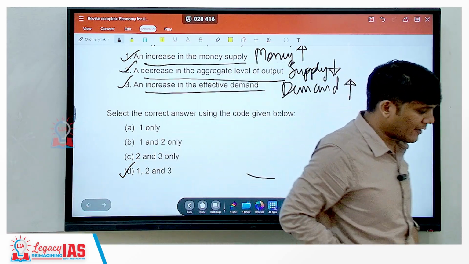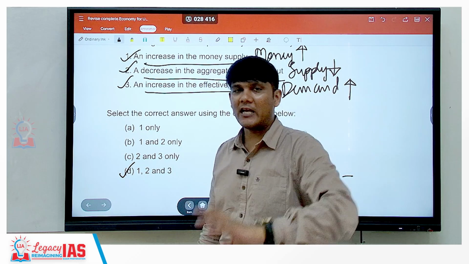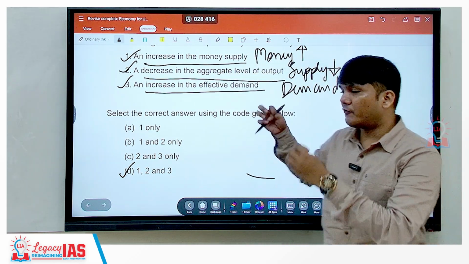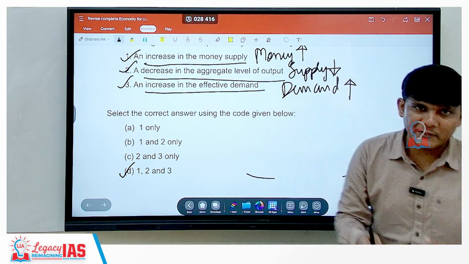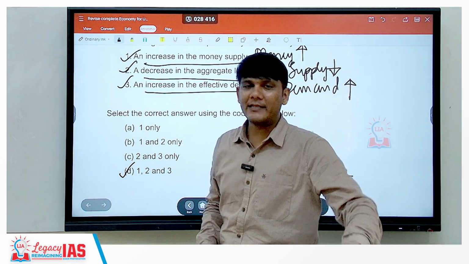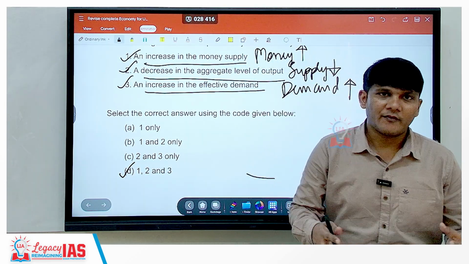So today we have seen national income accounting, in that GDP, GNP, NDP, NNP, then human capital formation, social capital formation, then inflation, which is a very important chapter. Going forward, we will be seeing other topics, revising other topics, as well as looking at their previous year questions as well. Thank you so much.